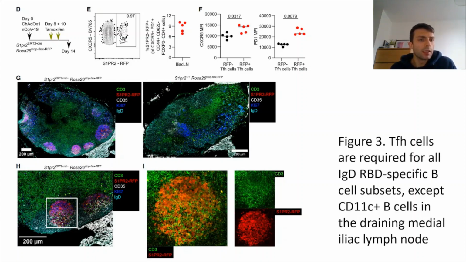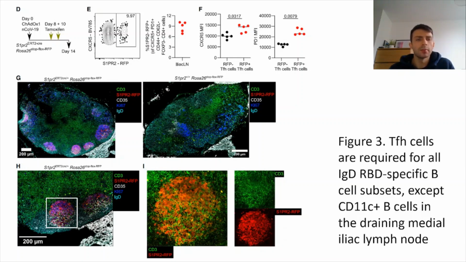And then the Cre will allow this stop-flox RFP motif to become active on the Rosa26 locus, which is very widely expressed. And what this essentially will mean is that at the time of tamoxifen administration, any cell expressing S1PR2 will become labeled red using the RFP. And so we immunized the mouse, waited until days 8 and 10, at which point we gave tamoxifen, and then we looked at day 14.